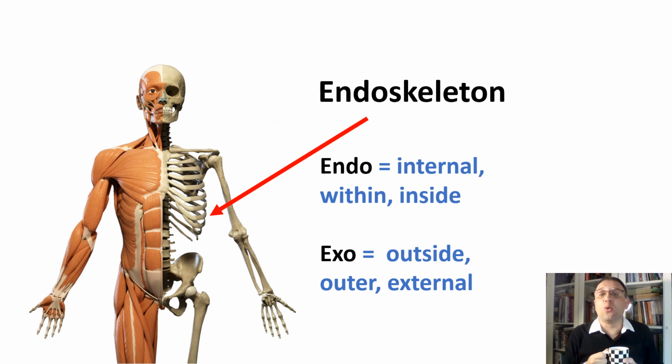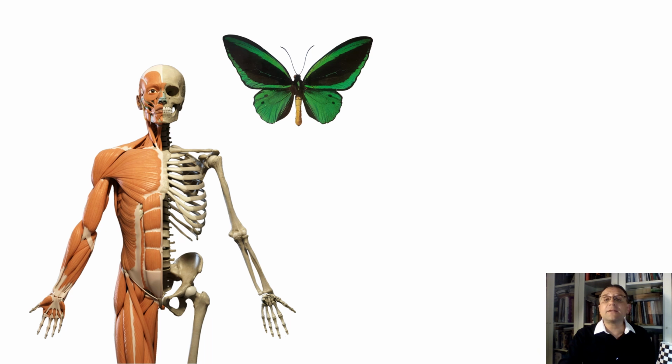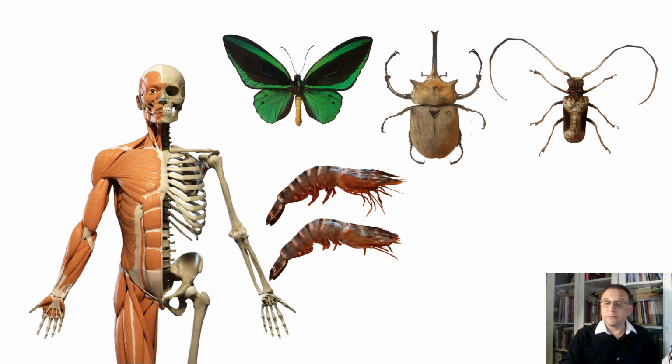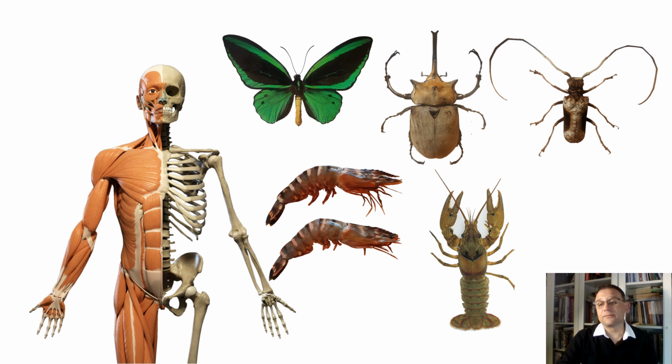Perhaps you already know that we have an endoskeleton, which is found inside the protective covering of skin and muscles. Our skeleton is cushioned from breaks by layers of skin and muscles. If we had an exoskeleton, we would look like butterflies or beetles or shrimps or crayfish. Yes, all these organisms have a skeleton on the outside of their body, not inside like we do. So we say they have an exoskeleton.